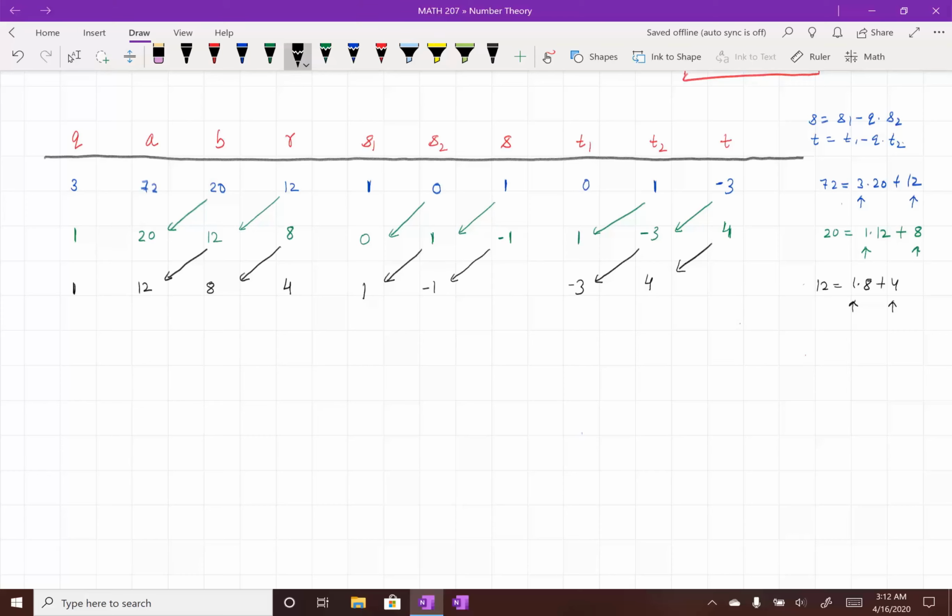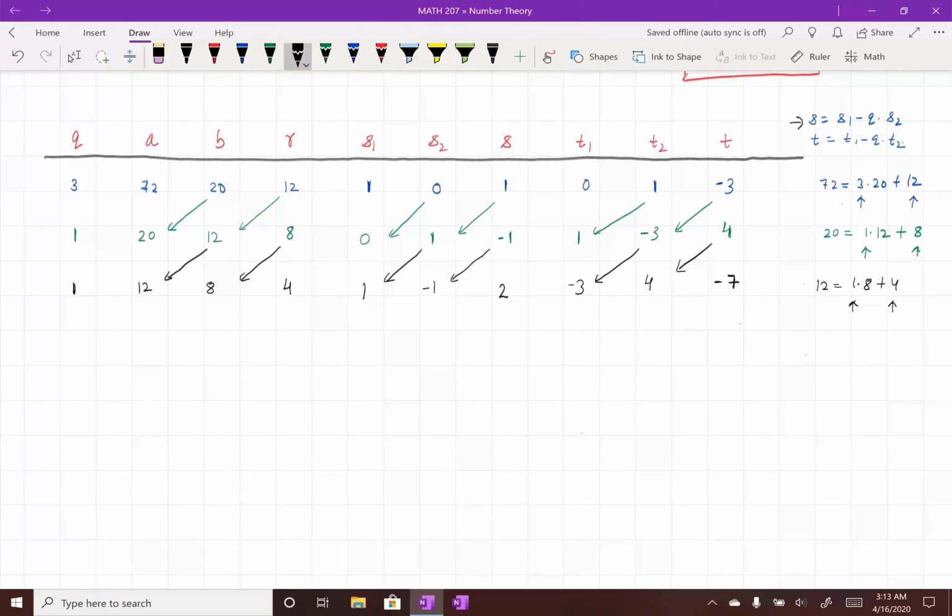Again I can apply my formula that S is equal to S1 minus Q times S2, where S1 and S2 have the values of 1 and minus 1, and Q has a value equal to 1. If I apply this formula, the value of S becomes equal to 2. And the value of T is based on the formula T1 minus Q times T2. Q is 1, T1 is minus 3, and T2 is 4. So this gives the value of T as minus 7.